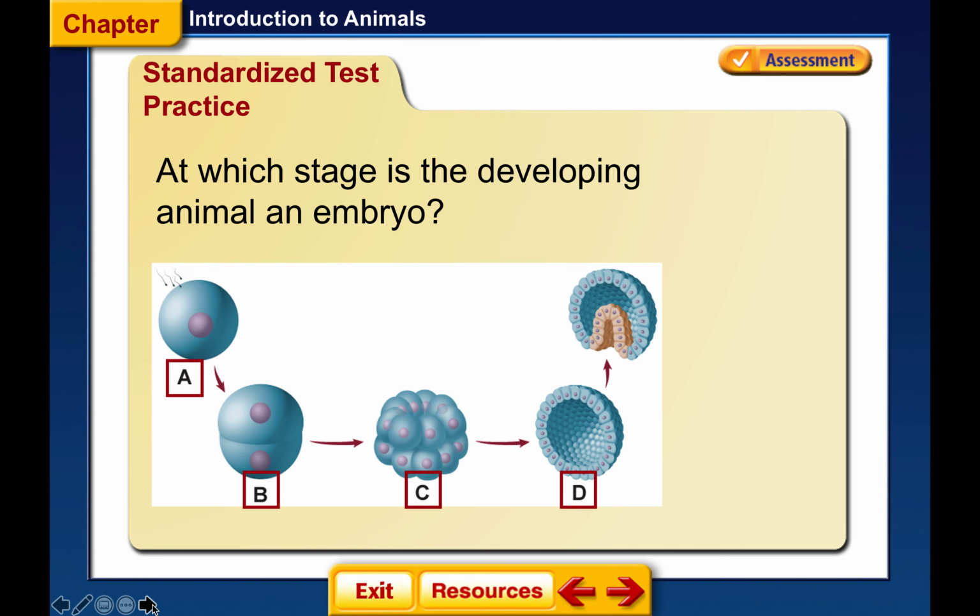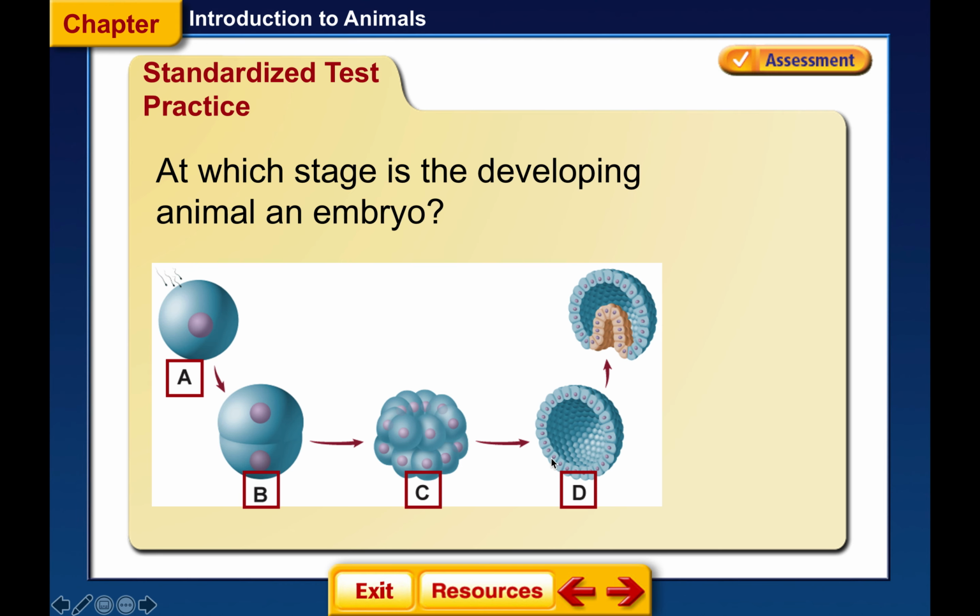All right, at which stage is the developing animal an embryo? This is a really good question. Now we have the egg and the sperm here. See the little sperm and the great big egg. And then this is your zygote. Your zygote happens right after the egg and the sperm meet, and then it starts dividing like crazy.